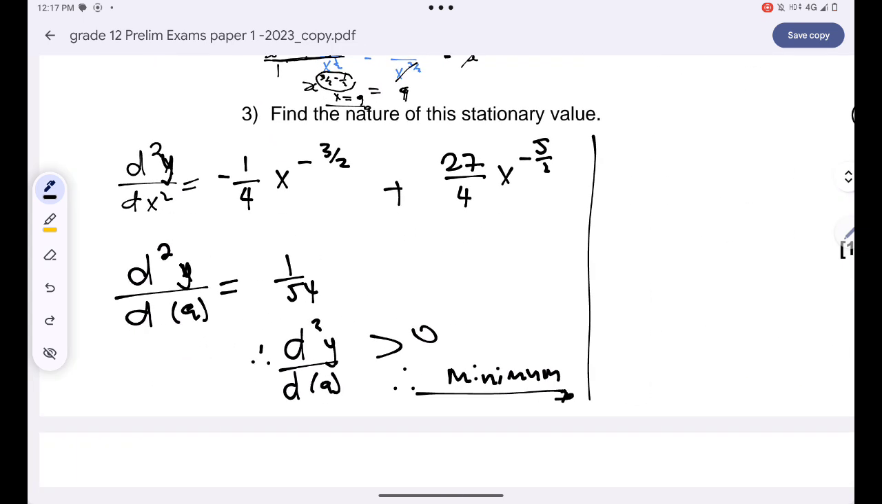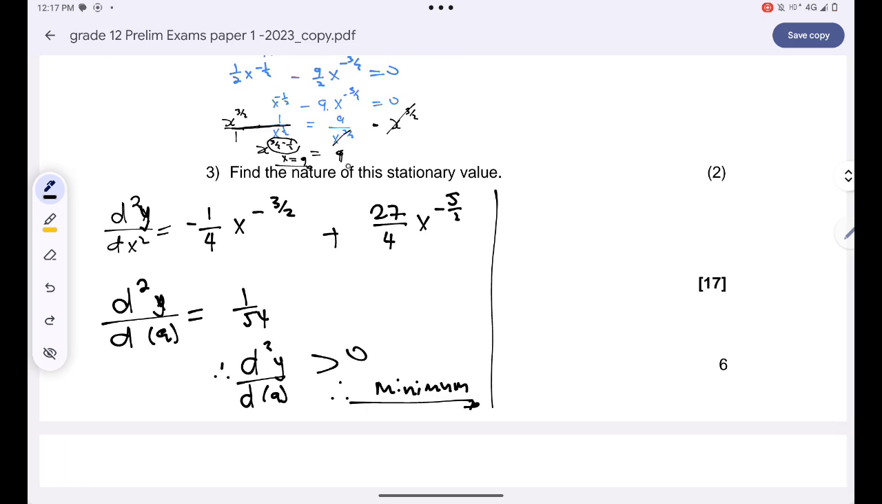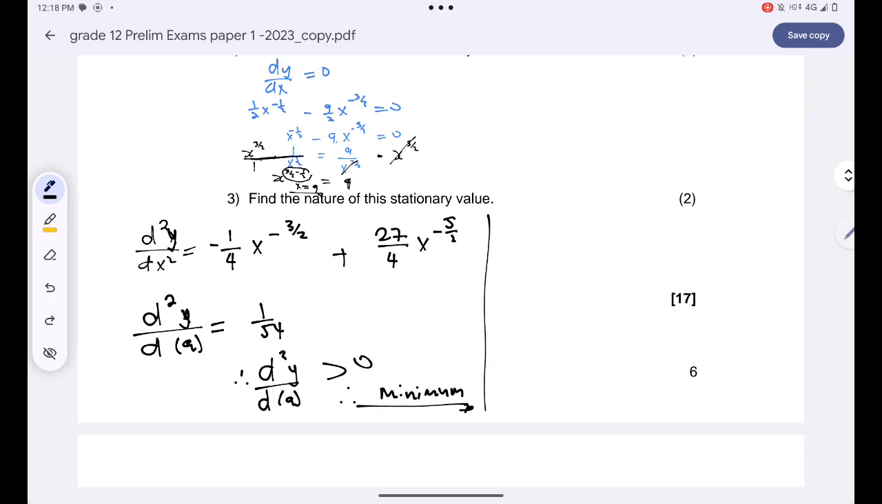Now, after finding the x value at the turning point, use your second derivative test just to check whether it belongs at the maximum or minimum. Whenever you substitute it, if your answer is greater than 0, it belongs at the minimum, and if the answer was negative, that means it's an x value at maximum. That's how, guys, we're supposed to tackle this question over there.